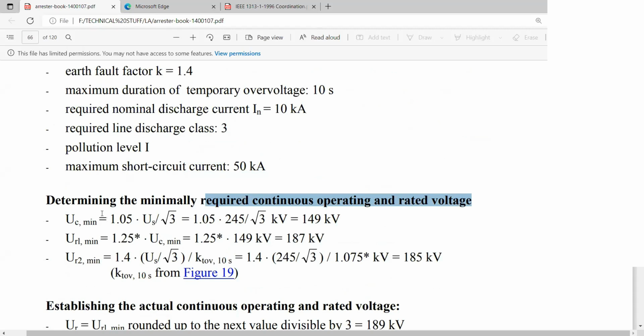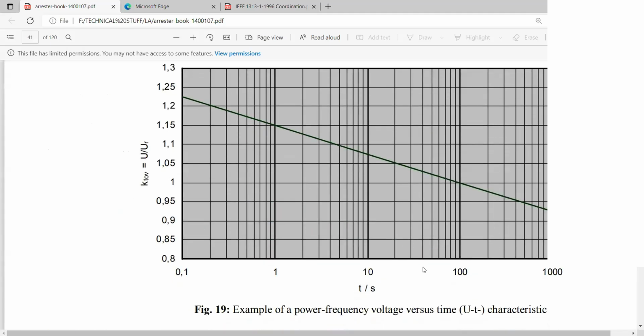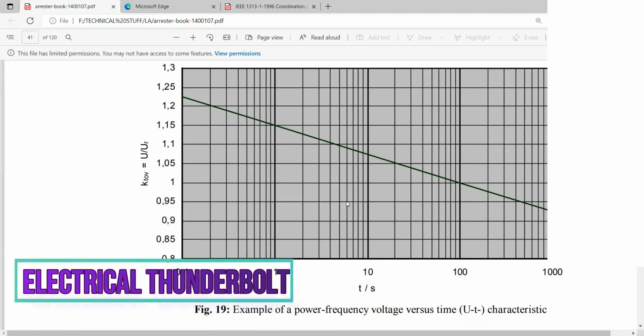Forget about this. Come to the minimum required continuous operating voltage and rated voltage. As I said, the minimum continuous operating voltage is 5% above the system voltage, which is 149 kV. And UR1 minimum is 1.25 times UC minimum, like 1.25 times 149, which comes to 187 kV. One more method, as I discussed, uses the KTOV figure. For 10 seconds, what is the value? It's coming to 1.0-something, right?